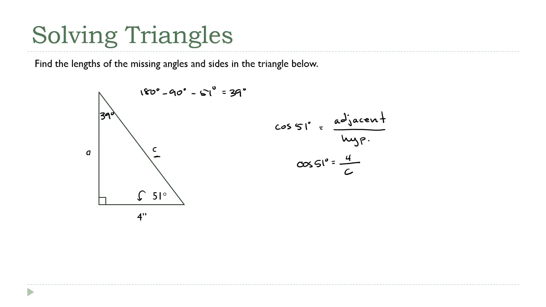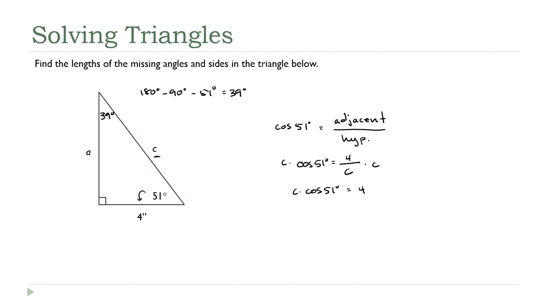I'm going to leave it just as that expression, and I'm going to multiply both sides by C, and we get C times the cosine of 51 degrees equals 4. Right, now that cosine of 51, don't let that get in your head because there's a trig function going on there, right? That's just a number, right?